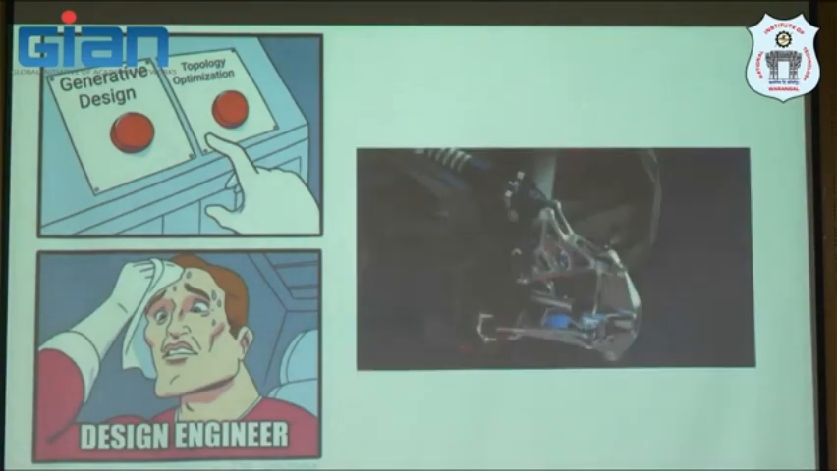And this is a recent example, implemented 1 month back. This is a Ferrari race car, and in that they have implemented a topology optimized bracket, and they have printed it using DMLS, this Ferrari race bike bracket.